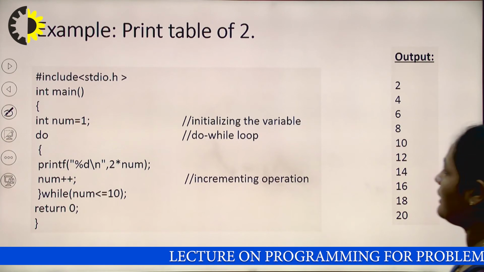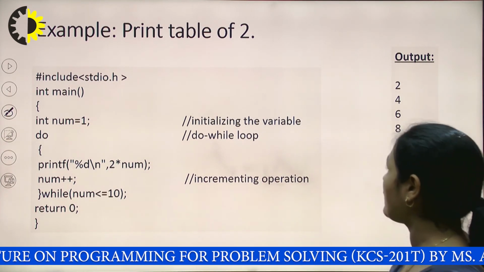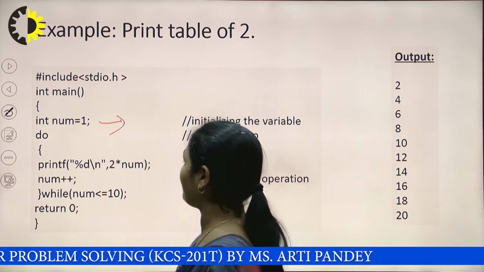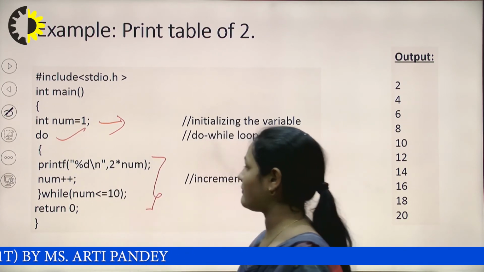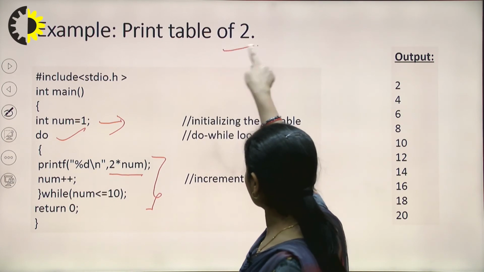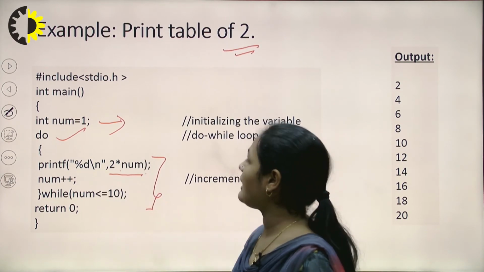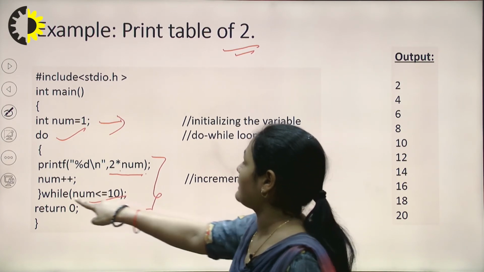This is an example of the do while loop. We want to print the table of 2. What do we do? We simply initialize the variable num to 1, and we write the do statement and give the statement we want to execute. We want to print the table of 2, so we multiply 2 by num and increase the num variable, and we test the condition at the end of the loop.